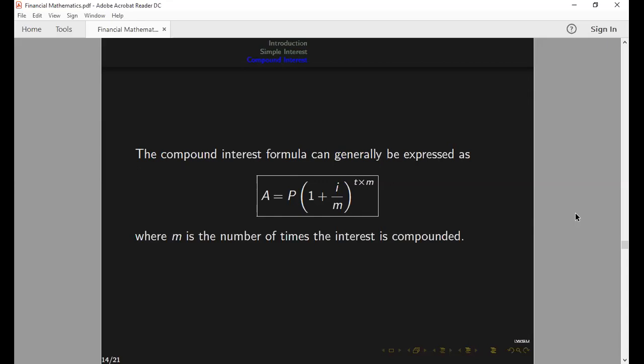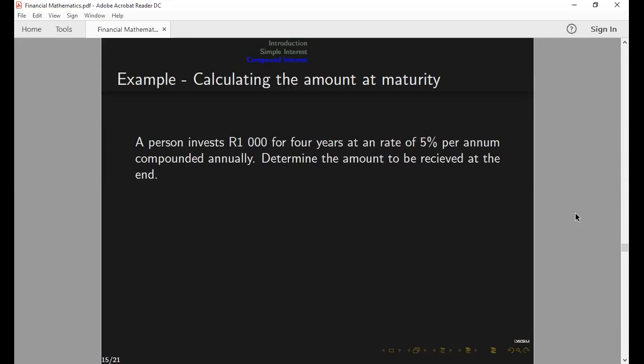So that is what M means. M simply means how many times you are going to divide this interest rate, and how many times you will add this interest to this investment that you've made. For an example, a person invests 1,000 for 4 years at a rate of 5% per annum, compounded annually. Determine the amount to be received at the end. That is what we want to determine.